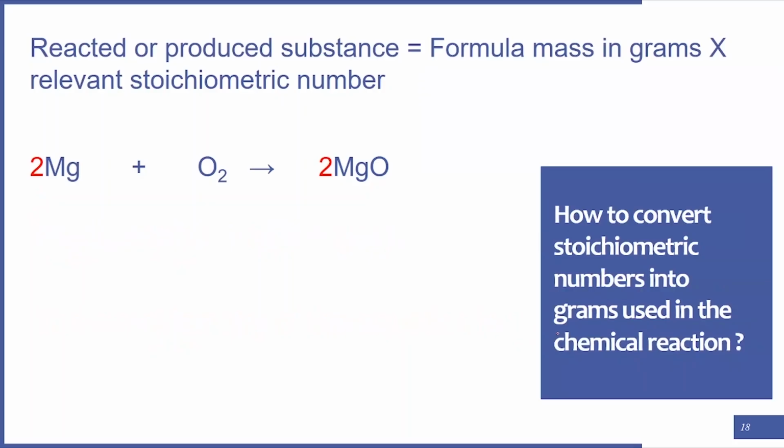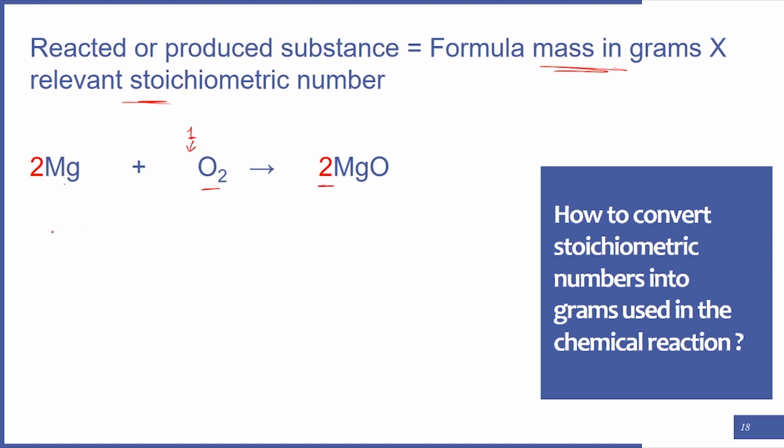But how can we convert the stoichiometric numbers into grams used in the chemical reaction? If we calculate the formula mass in grams and multiply it by the relevant stoichiometric number, we can know how much material we need to use in grams and how much will be produced. For example, here we have 2 moles of magnesium that burn in the presence of 1 mole of oxygen to give us 2 moles of magnesium oxide.